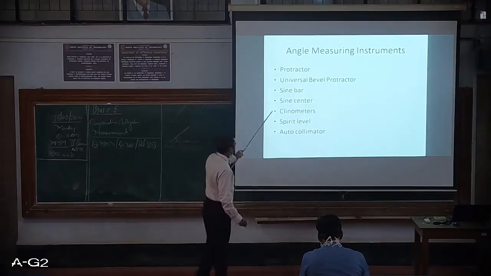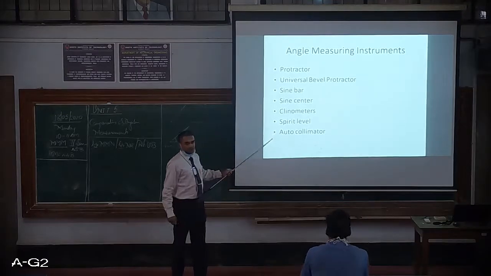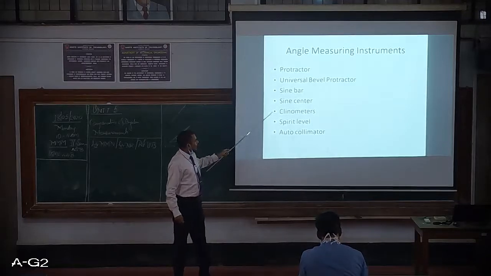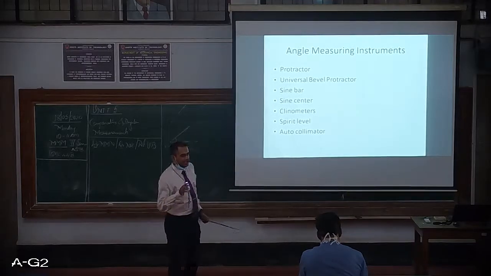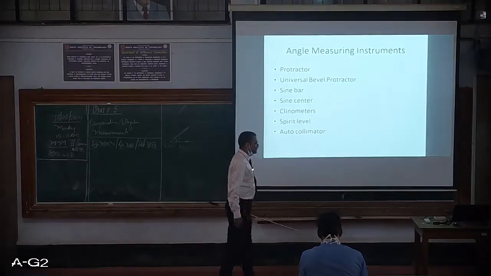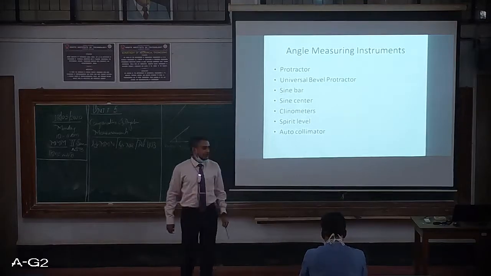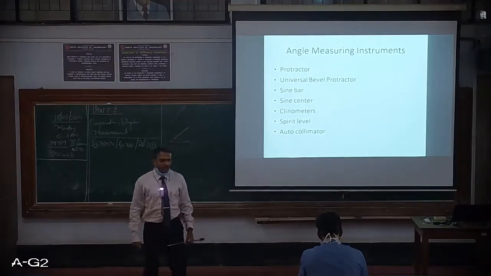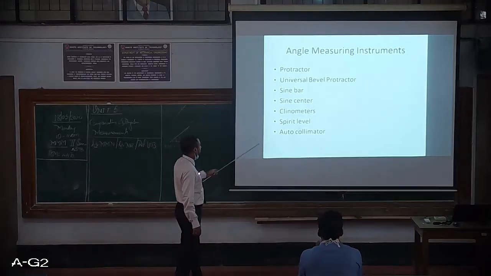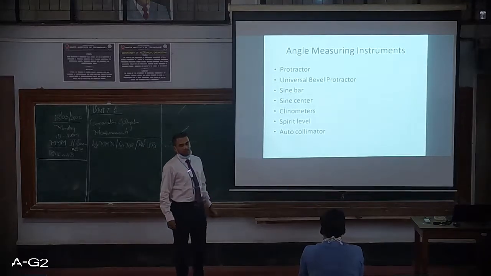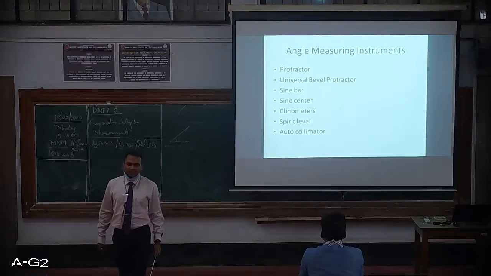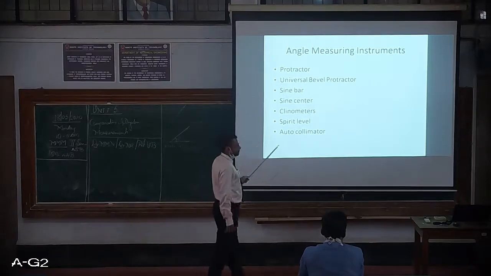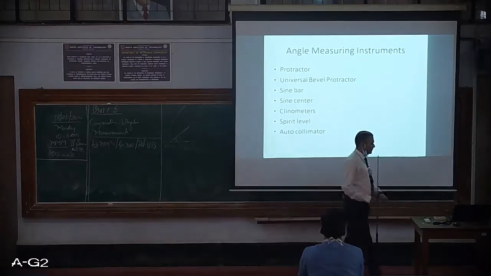Then we have clinometers, spirit level, and autocollimator. A clinometer is again a modification of a protractor, and it is used to find the angle for different applications, specifically in civil engineering. Then we have the spirit level, the most simple type of angular measuring system. And finally, the autocollimator. This is an optical instrument, and in some cases they also use laser to improve the accuracy. So these are some of the angle measuring instruments.